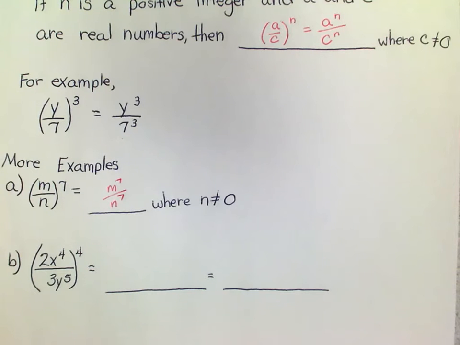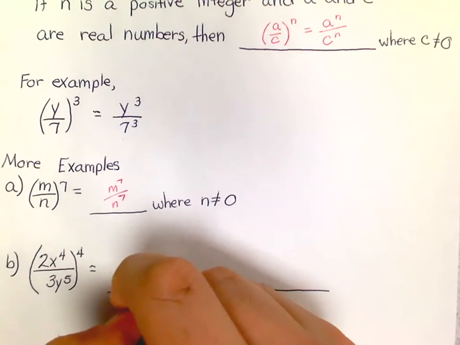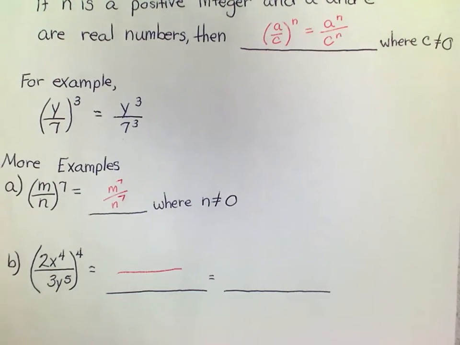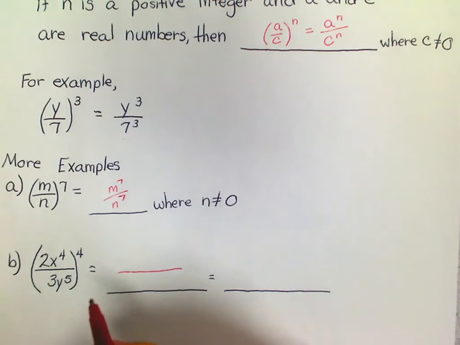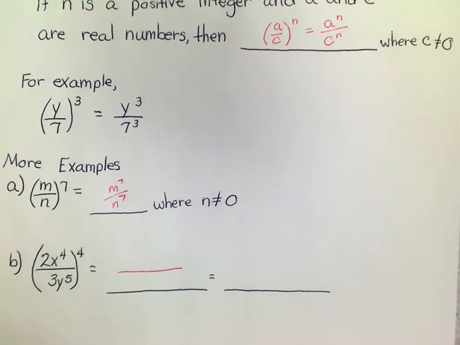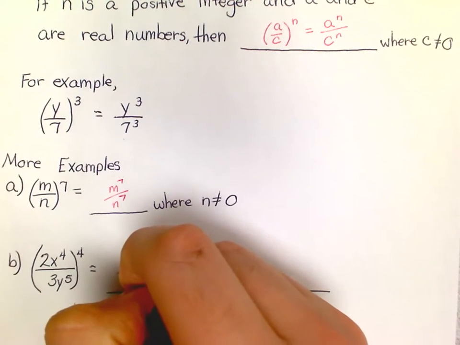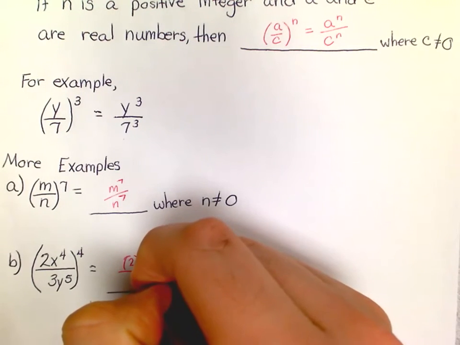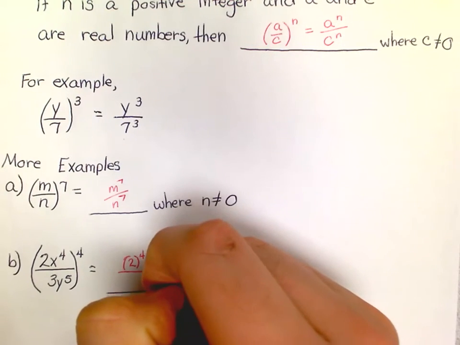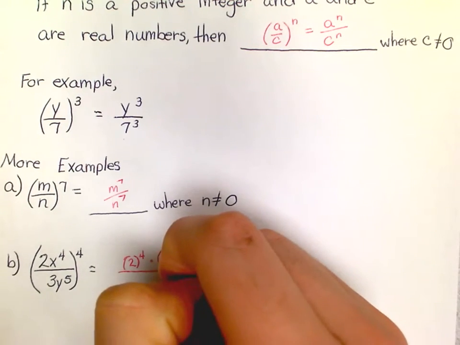For part B right here, we have the term 2x to the 4th over 3y to the 5th, and all that is going to be raised to the 4th power. So, to break that down, let's start by drawing the fraction bar. Let's take this 4th and bring it to everything inside. So we're going to have 2 raised to the 4th times x to the 4th raised to the 4th.